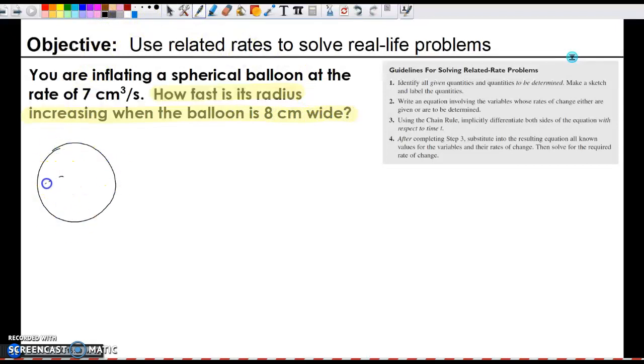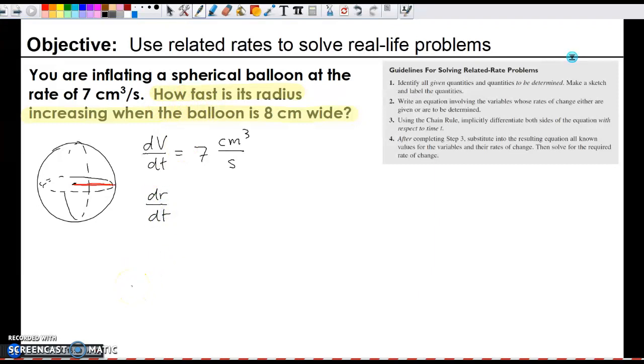Okay, so here's a sphere, and again, you have to use your imagination. It's hard to draw three-dimensional things on a two-dimensional spot here. Now we have this radius. I'm going to label that with a red radius here. We're inflating a spherical balloon at a rate of 7 centimeters cubed per second. So that's the rate of volume. So dV/dt is equal to 7 centimeters cubed per second. That's the rate at which the volume is changing. I want to know how fast its radius is changing, dr with respect to dt.